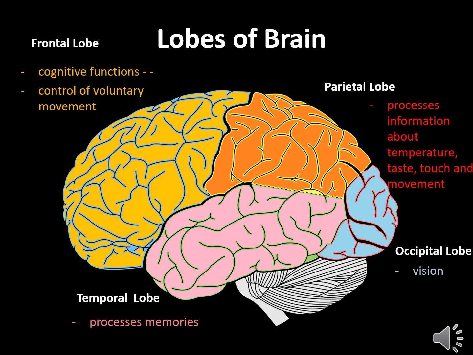About the different lobes of the brain. Each side of the brain contains 4 lobes. The frontal lobe is important for cognitive functions and control of voluntary movement or activity. The parietal lobe processes information about temperature, taste, touch and movement, while the occipital lobe is primarily responsible for vision. The temporal lobe processes memories, integrating them with sensations of taste, sound, sight and touch.